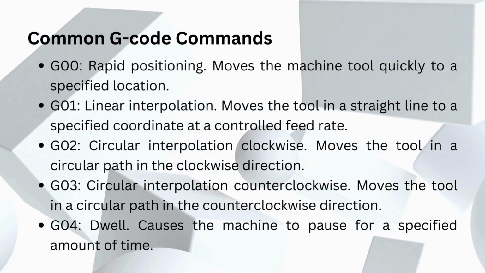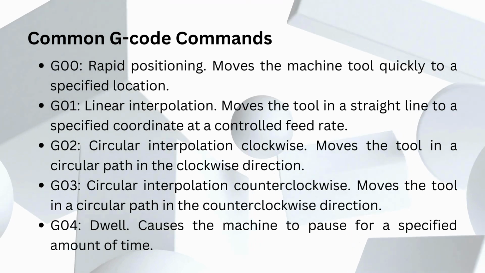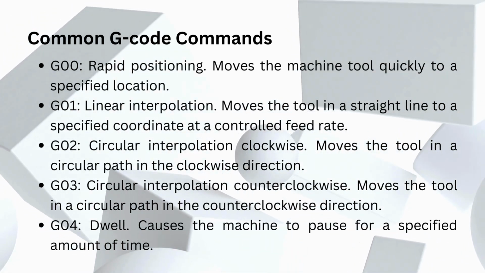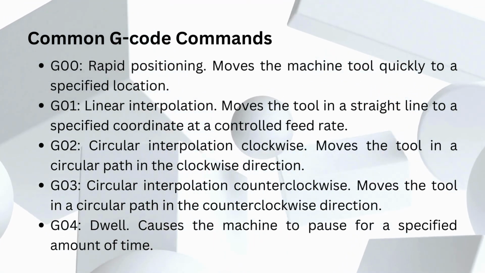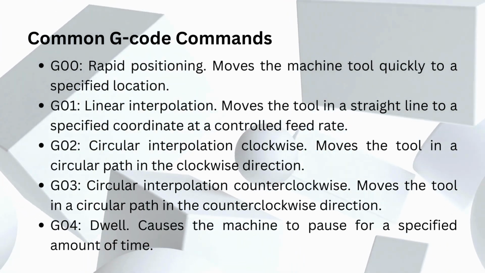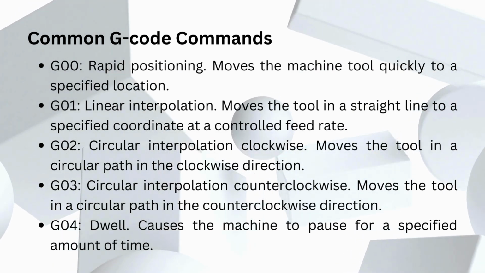G02, circular interpolation clockwise. Moves the tool in a circular path in the clockwise direction. G03, circular interpolation counterclockwise. Moves the tool in a circular path in the counterclockwise direction. G04, dwell. Causes the machine to pause for a specified amount of time.